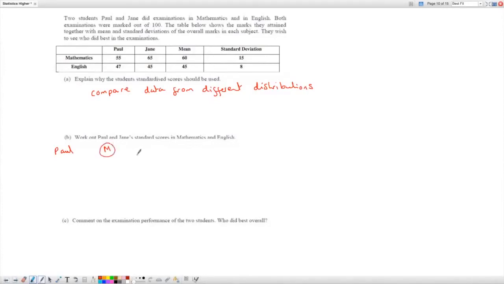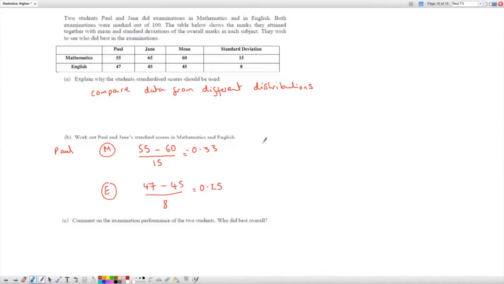So for Paul's maths, we take his value, 55, subtract the mean, 60, divide by the standard deviation, 15. So Paul's maths score is negative 0.33. And his English, we take Paul's score for his English, 47, take away the mean, 45, divide by the standard deviation, and we have 0.25.